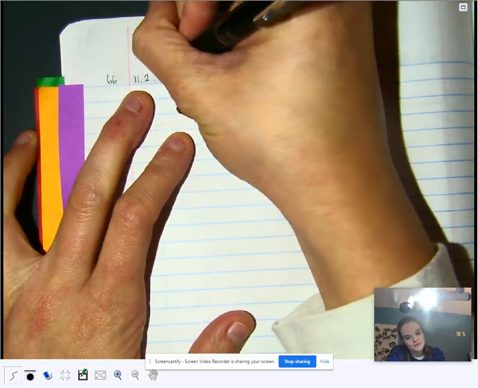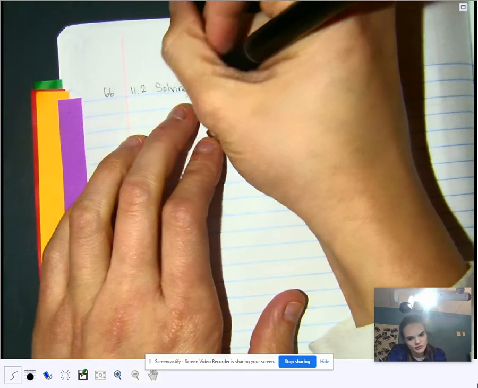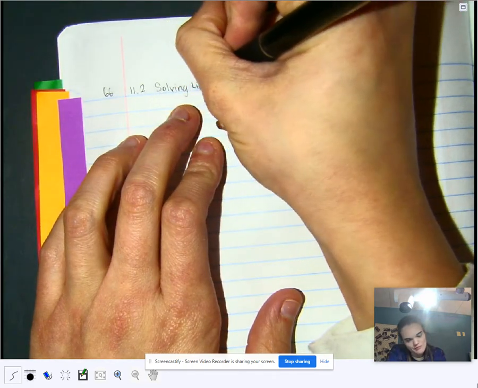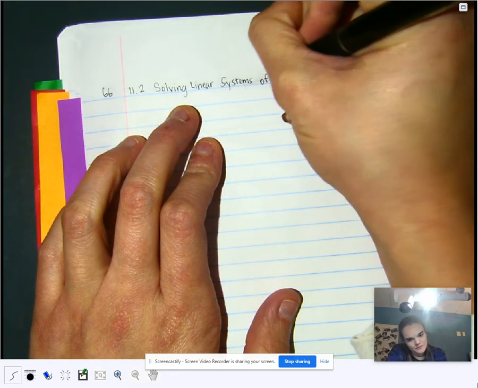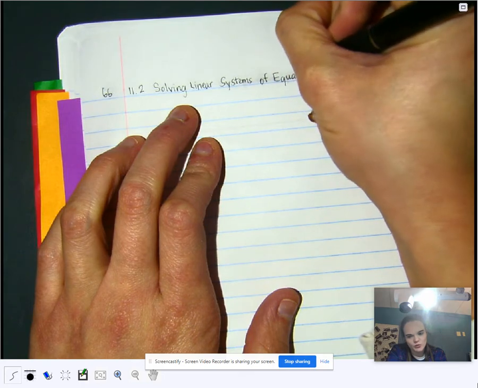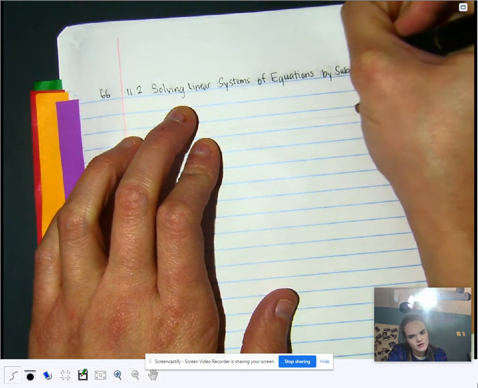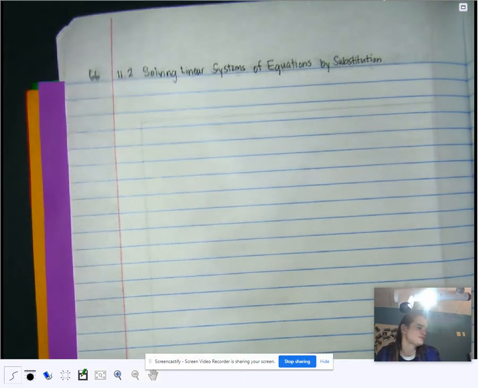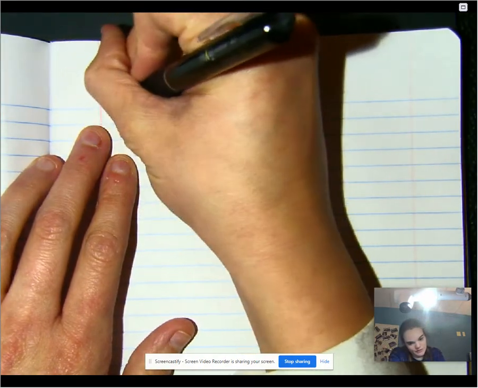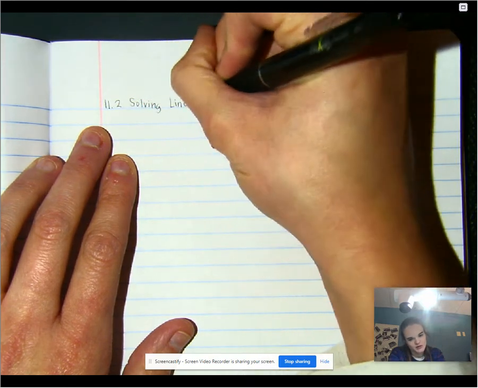11.2, solving systems of equations. Solving linear systems of equations by substitution. And there is a foldable, but of course, if you can't print one off, just write on that notebook page. This one is easier to just make your own foldable because it's not a graph or anything, so it shouldn't be too bad.